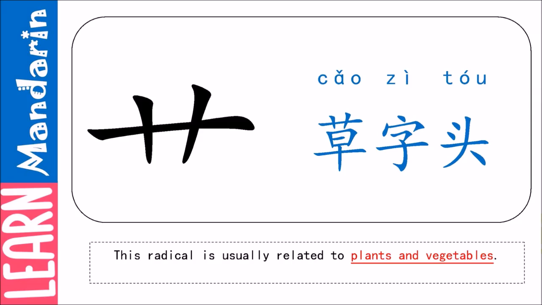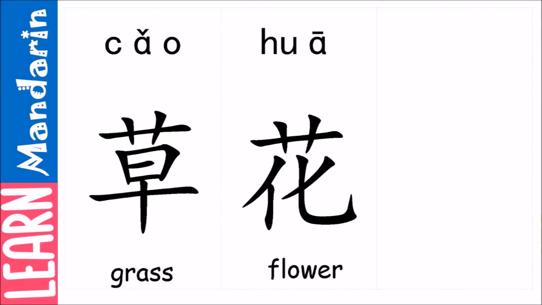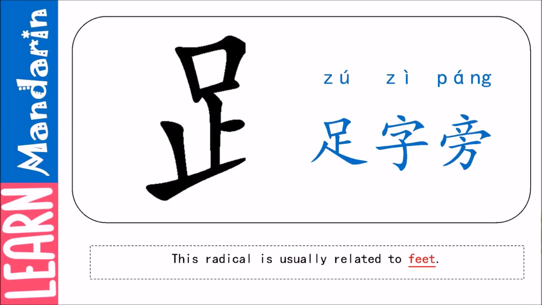草字头. The Chinese radical 草字头 is usually related to plants and vegetables. Examples of words that have 草字头 are 草, which means grass, 花, which means flower, and 菜, which means vegetables.